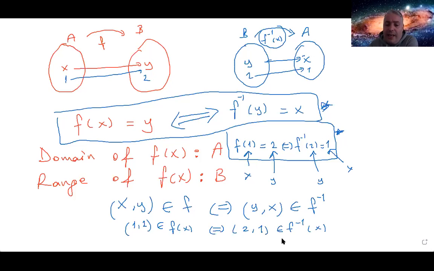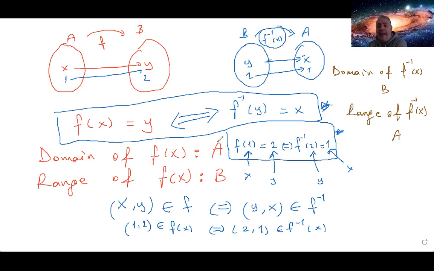By the way, what can I say about the domain and the range? What is the domain of the f inverse function? So the domain of the f inverse function is set B. What is the range of the f inverse function? It is set A. So the domain was A here, now for the inverse it becomes the range. The domain was B here for the function f of x, now it becomes the domain. So domain, range, range, domain.